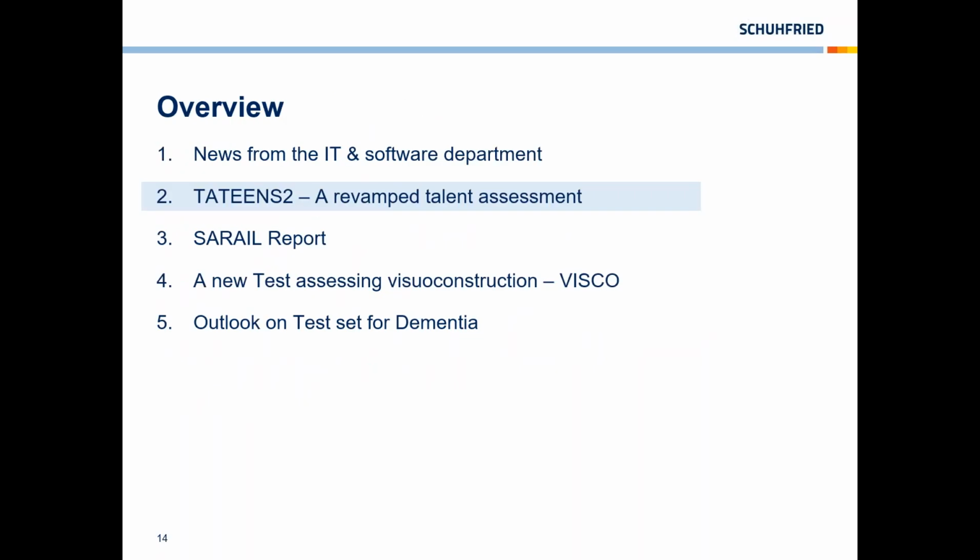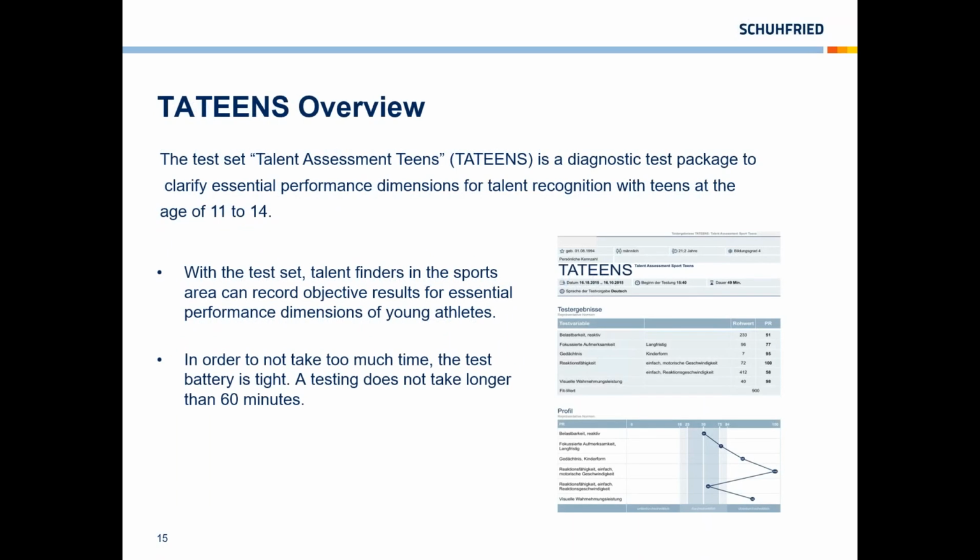We'll now switch to the content side, and the first thing I'd like to present to you here is the talent assessment. Talent Assessment Teens is a test set we're offering for quite some time now. It's a diagnostic package to clarify performance and talent in young athletes, age range around 11 to 14. The test set is thought of as a talent finder in different sports areas that can record objective results for essential performance dimensions.